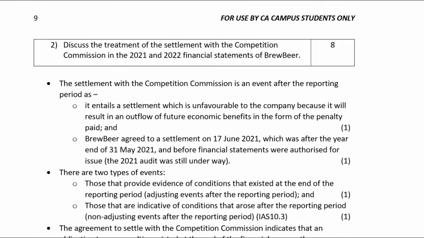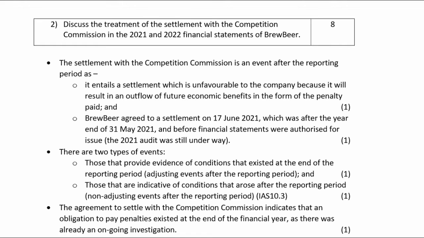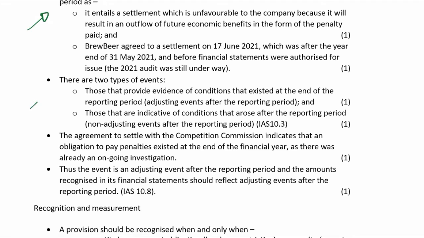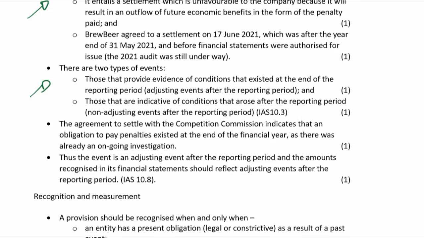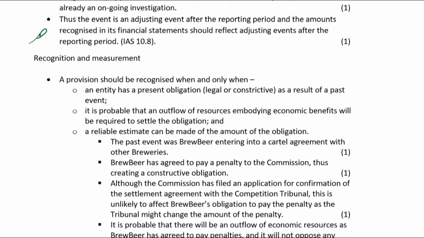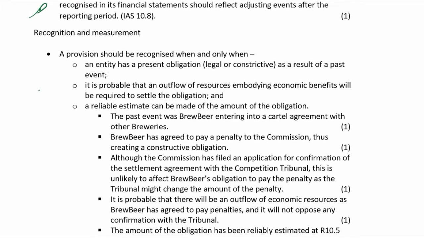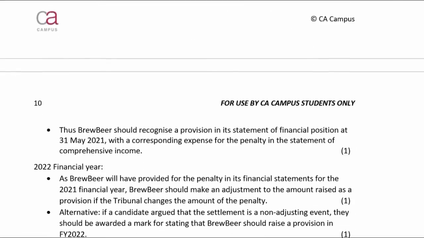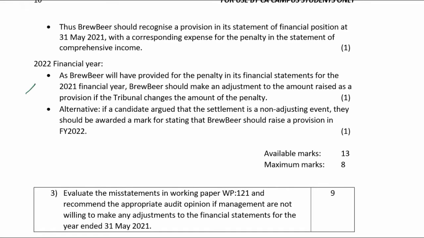The treatment, nice and simple accounting question, follow your standard. First, we prove it's post-reporting, then we prove that there are different types of them, and we conclude that this is adjusting. If it's adjusting, you've got to go and prove how it should be adjusted, so prove the provision. And once you've proved the provision, you can then go and discuss in 2022, it's just about amending.